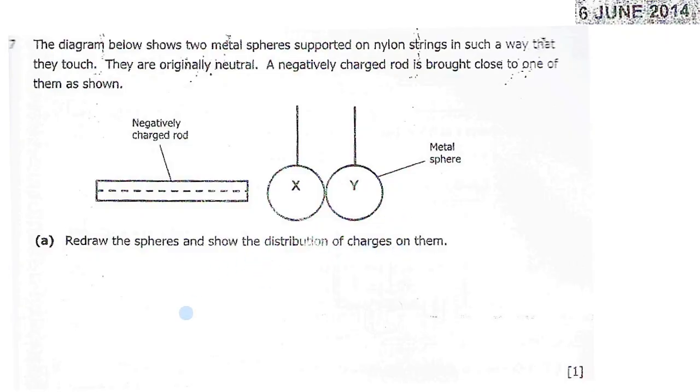So you redraw this one here. I'm not going to redraw because of time. Now this rod is negative, so it will repel the negative charges, and all the negative will come here. Then this side will remain with the positive charge like that. So this is how you are supposed to redraw these ones here.